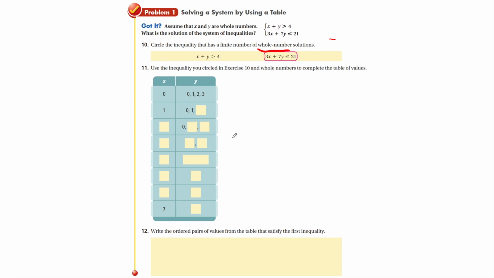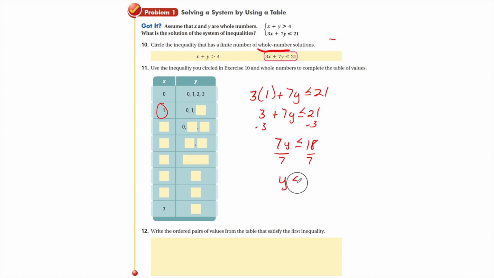11. Use the inequality circles in exercise 10 and the whole numbers to complete each table of values. If we plug in a 1 for this x value right here, you'll get 3 times 1 plus 7y is going to have to be less than or equal to 21. Well, if we continue going down, we'll get 3 plus 7y is less than or equal to 21. We then can subtract the 3 from both sides, and you'll get 7y is less than or equal to 18. 21 minus 3 is 18. And then we're going to divide everything by 7.